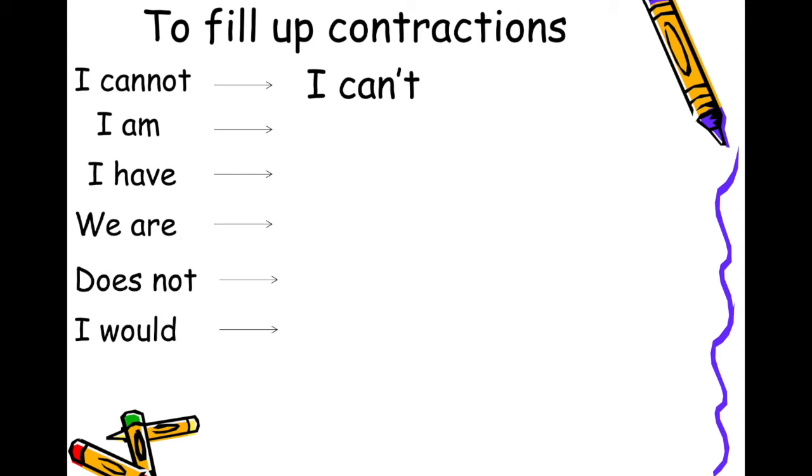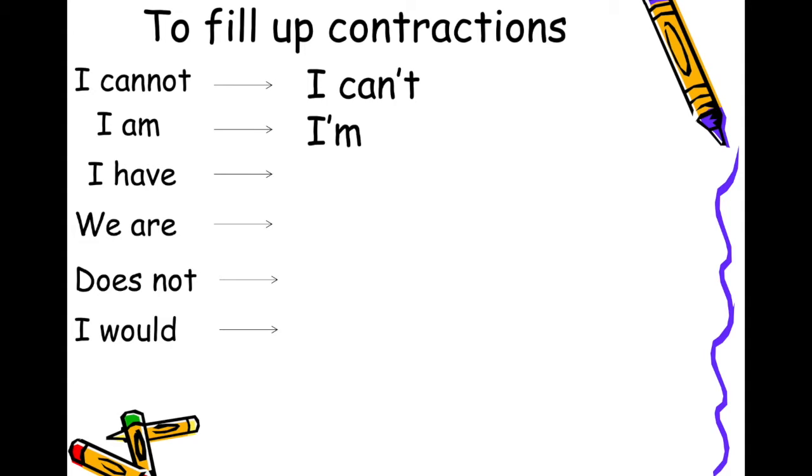I am moving house this weekend. It would be I'm moving house this weekend. That's a one syllable word. I am, two syllables. Take away the vowel sound. I'm. And that's us putting an apostrophe in the place of the A.